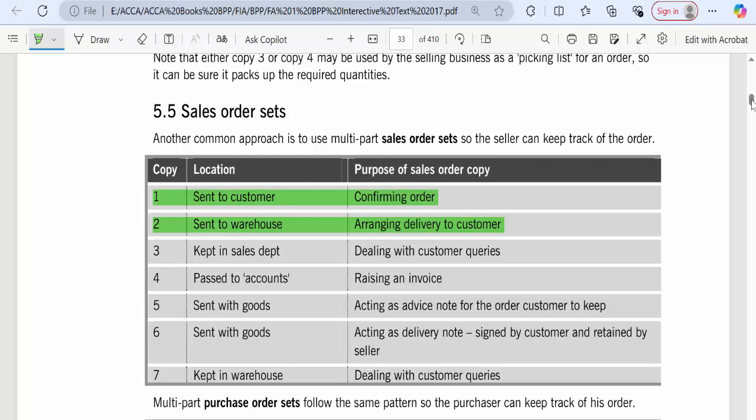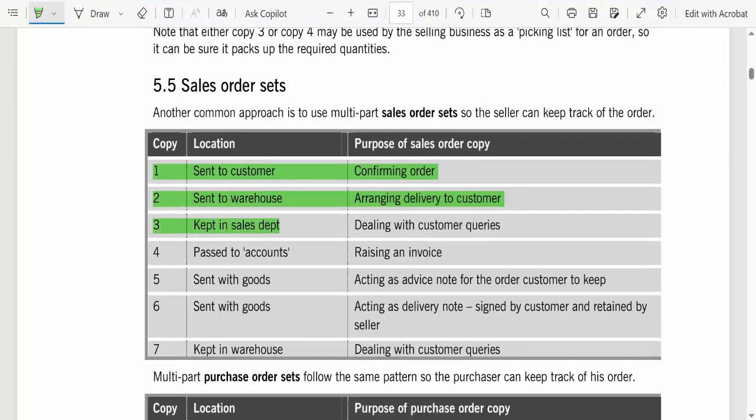Example: if a customer orders a heating system, the warehouse uses this copy to ensure the right model is packed and scheduled for delivery on the correct date. 3. Copy 3. Kept in sales department, handling customer inquiries.